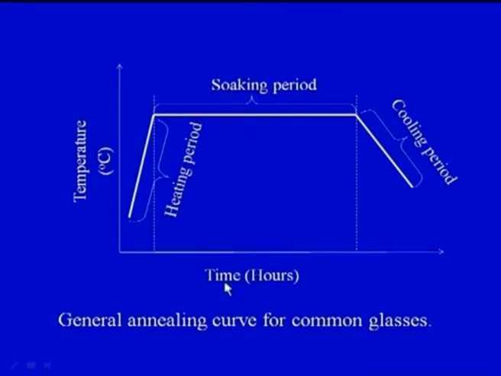For most of the glasses this would be the type of curve which would be used, but certainly if you see, on the y axis we do not have any scale, there is no mention of the temperature. Depending upon the type of the glass, the size of the glass product or the sectional thickness of the glass product, the temperatures may vary. But the basic nature of the glass annealing curve would be the same, in which first the temperature is raised, which is called the heating period, then it is maintained for a specific time, that is the soaking period, and finally the cooling takes place.